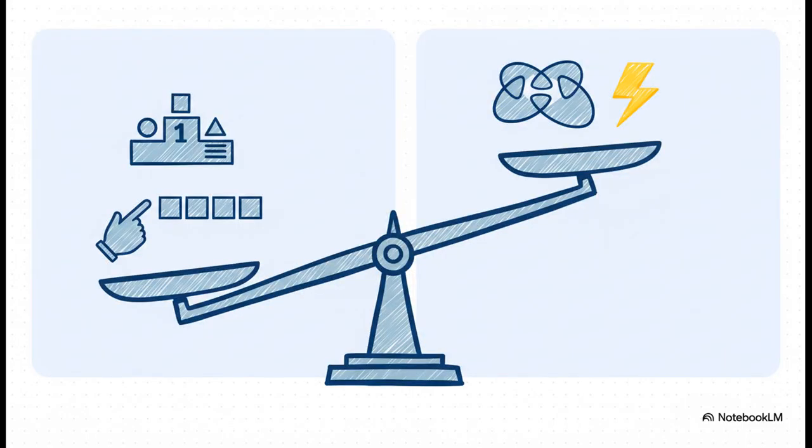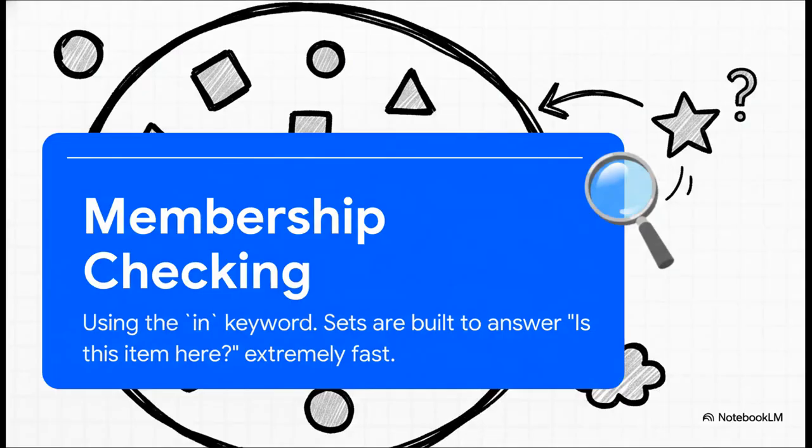So this leads us to the big trade-off. With a set, you give up a fixed order and the ability to grab things by their index number. But what you get in return is immensely powerful. You get automatic uniqueness and a ridiculously fast way to check if something exists. So if you can't use an index, how do you even interact with a set?